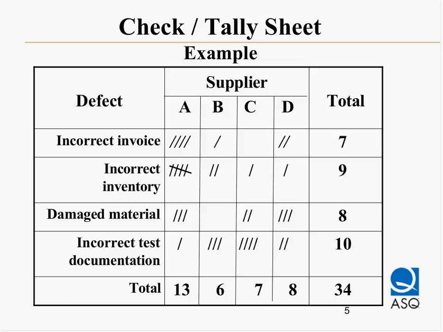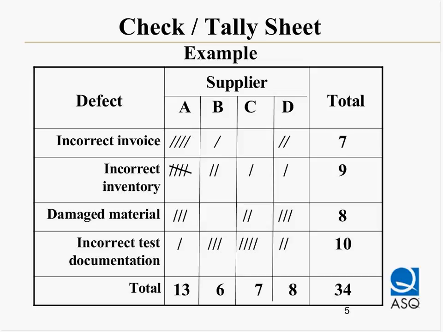If you're primarily concerned with the most number of defects, we're going to start out with supplier A. On the other hand, if we look at the greatest frequency of occurrence, we would look at incorrect test documentation, although in this case they seem to be fairly equally spread across the board. Very little difference between 10, 9, 8, and 7.